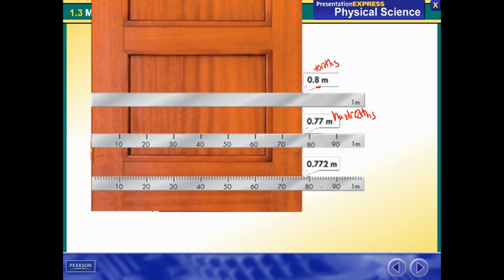Then on the last ruler, it gives us even more tick marks. So we know for a fact that it is over 0.77, but it's between tick marks. So we might guess it's 0.772. This is to the thousandths place. We should know that thousandths place gives us a better reading than the tenths place. So this one is considered the least precise, and this ruler is the most precise.